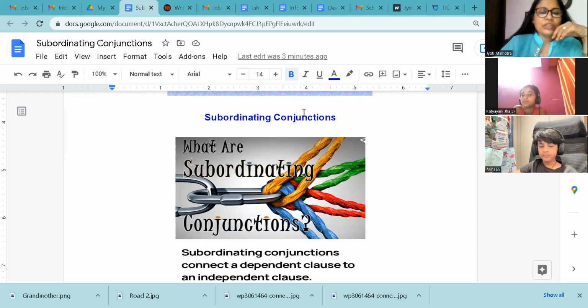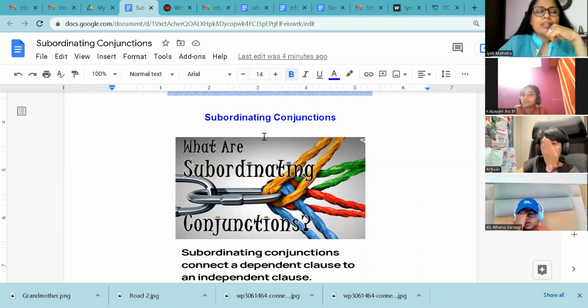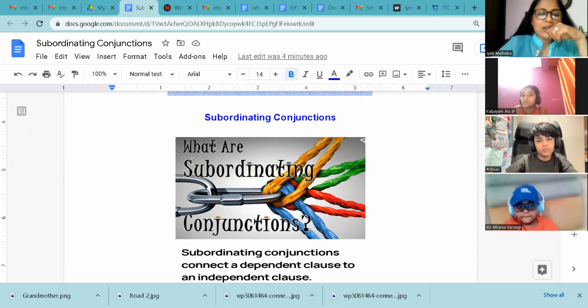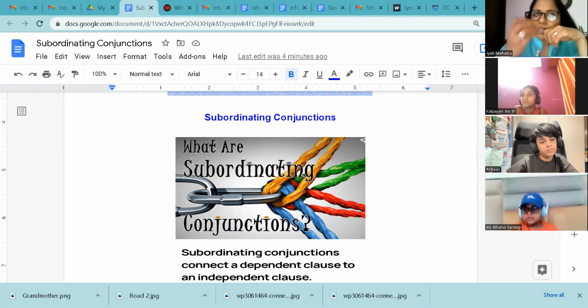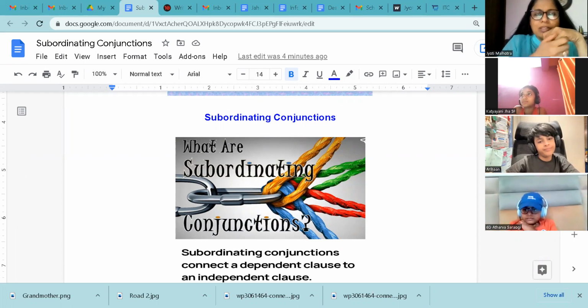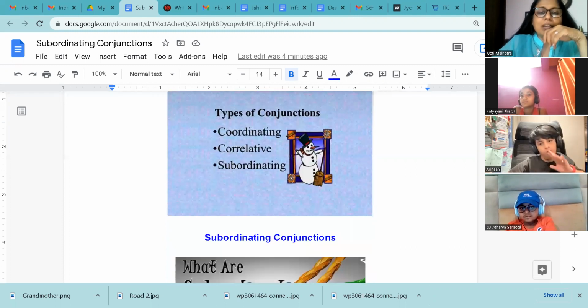Today, I'm going to teach you a very important topic again, and that is subordinating conjunctions. If you can recall, in the previous class, I had taught you what conjunctions are. Conjunctions are small and simple words or phrases that connect or combine sentences or phrases or words. Okay. And just to revise the same, let me come back to the types of conjunctions.